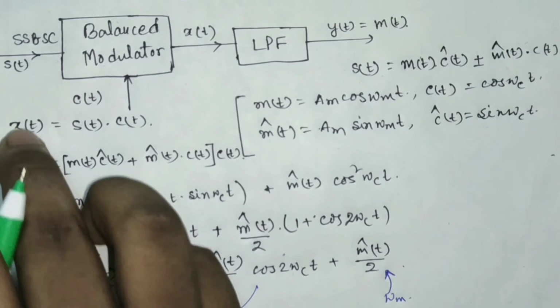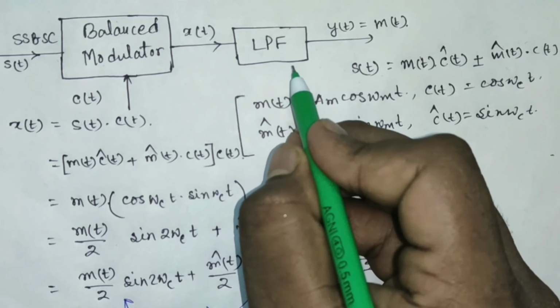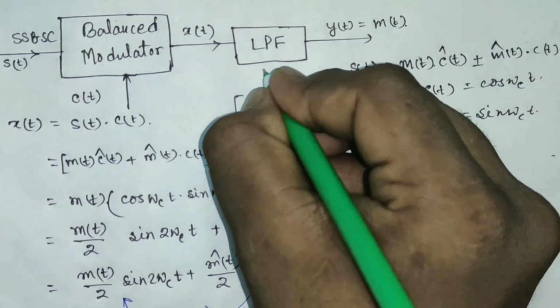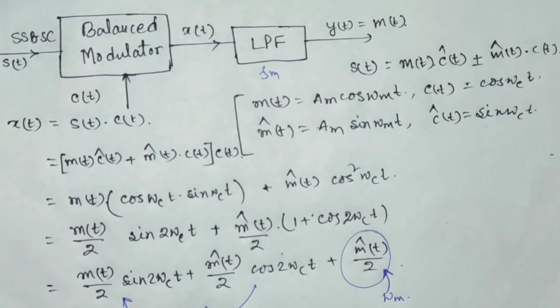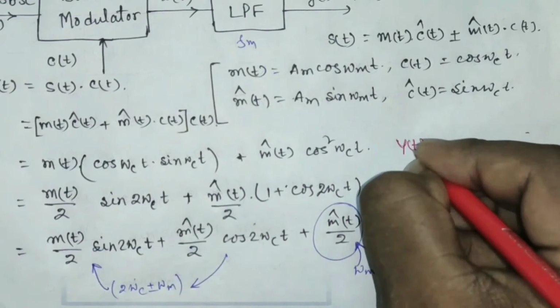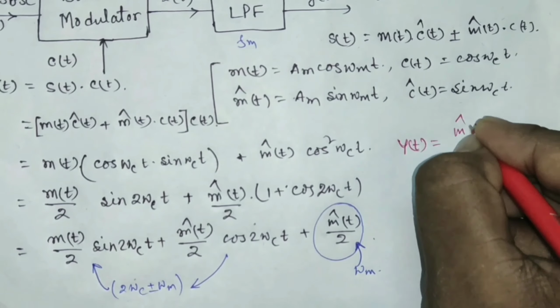So when this x(t) is passed through this low pass filter that has characteristic frequency of fm, only this signal will be passed and the other signals will be suppressed. So y(t) will be m hat(t)/2.